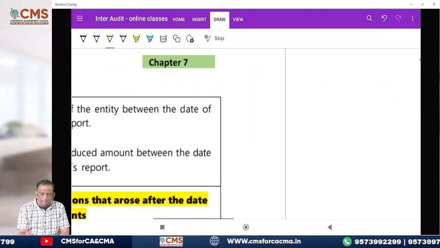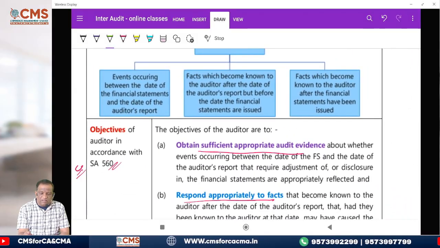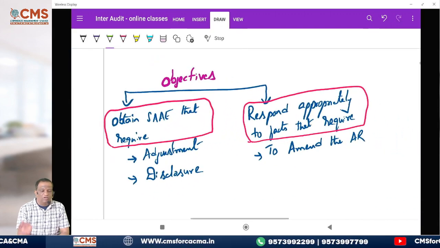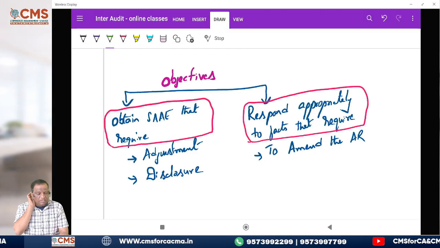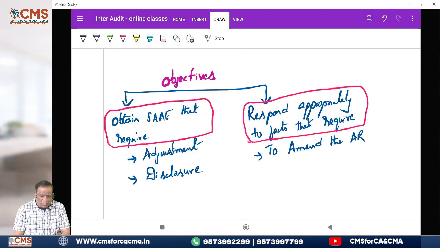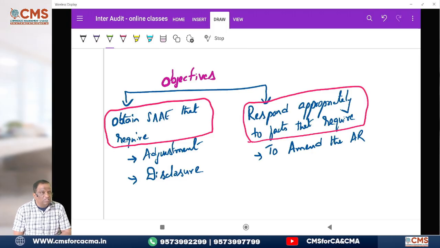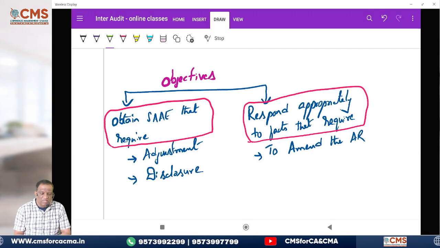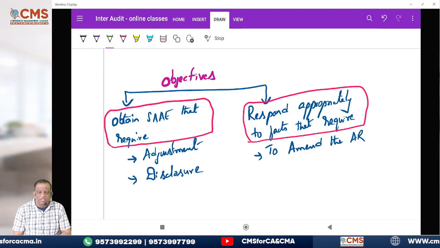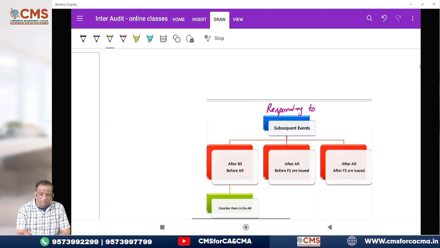Let's move across. Whenever I'm talking about subsequent events, what are the objectives of it? What are the objectives of the auditor under this? First is to obtain SAAE. So, with regard to what are the adjustments that I have to make? What are the disclosures I have to make? That is, what are all the adjusting events and what are all the non-adjusting events? And after identifying the adjustments, I have to respond appropriately to the facts that require amendment to the audit report. Not a very serious point of it.